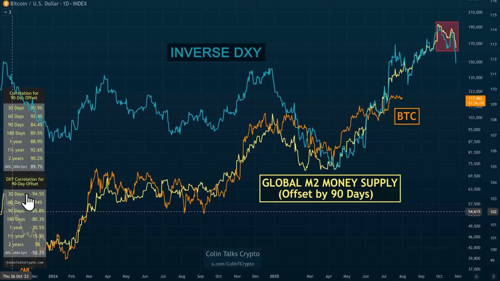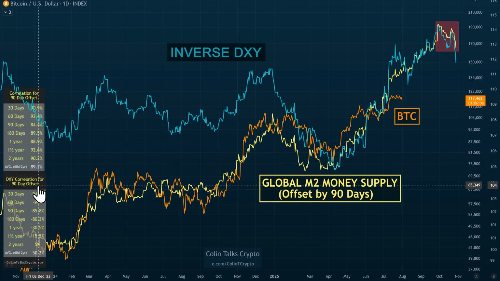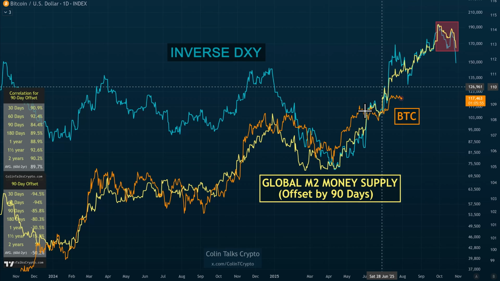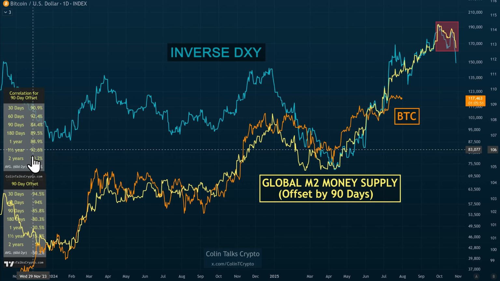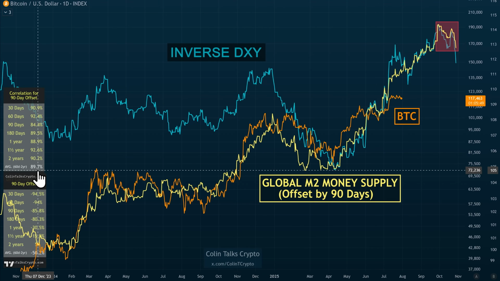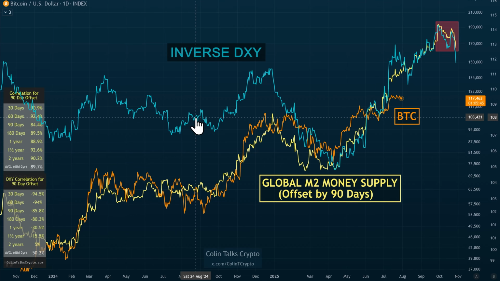And I even did a table here. The lower table is showing the correlation of the DXY line, and it's at minus 50. It's a negative correlation. It's not really correlated to Bitcoin. I mean, visually, I guess sloppily it is, but other than that, not really. Whereas up here, you have the table for the global M2 line, and it's 89.7% correlated, which is much more correlation than the inverse DXY.